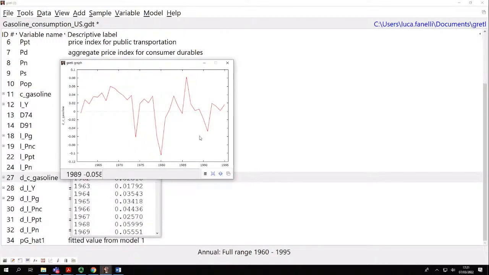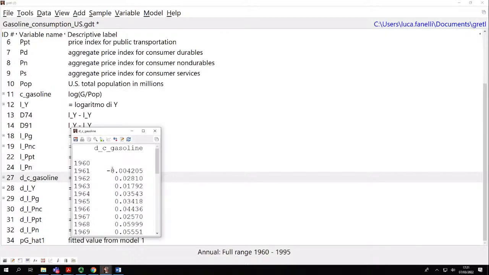Why have we lost one observation? We lost year 1960. Well, we are considering growth rate, so I have to start from 61. So it's natural that we lose one observation.